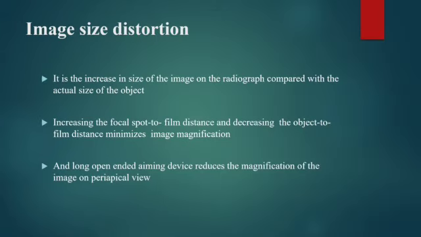Next, image size distortion is also called magnification. It is an increase in the size of the image on the radiograph compared with the actual size of the object. Increasing the focal spot to film distance and decreasing the object to film distance minimizes image magnification. A long open-ended aiming device reduces the magnification of the image on the periapical view.